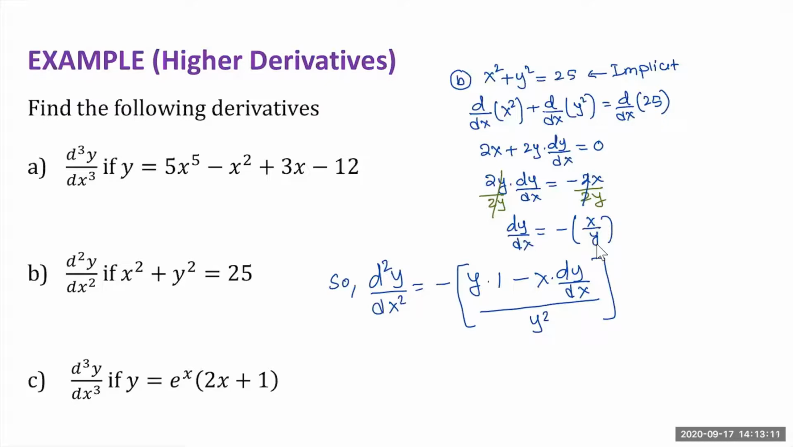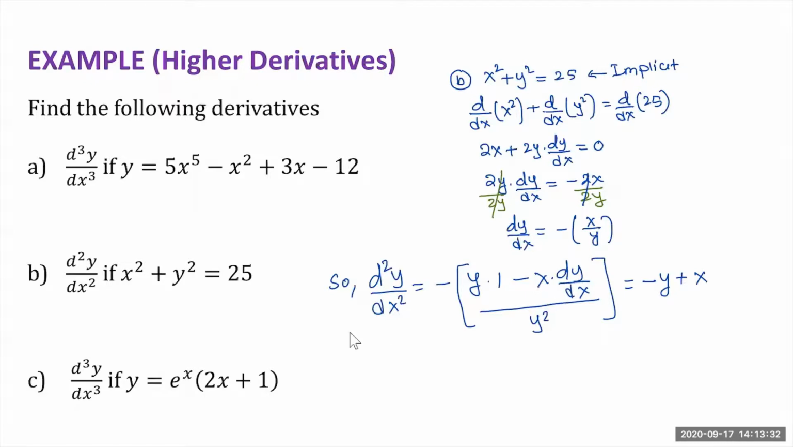Now let's see what we get. This is equal to, if I distribute this negative sign, it will be minus y, and then negative and negative, that will be positive x. Okay, negative and negative is positive x. And here I have dy over dx.